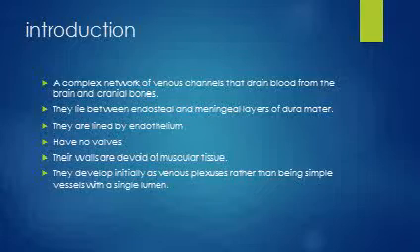Now, what's the difference between common veins and dural venous sinuses? Dural venous sinuses are slightly dilated channels which are present between endosteal and meningeal layers of dura mater. They are lined by endothelium and their walls are devoid of muscular tissue, and these channels have no valves. They develop initially as venous plexuses rather than being simple vessels with a single lumen.